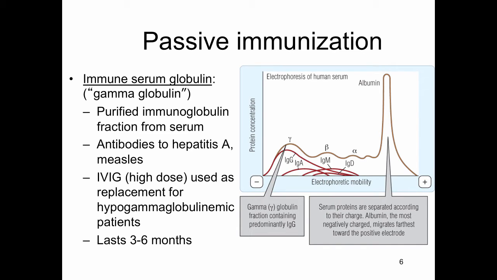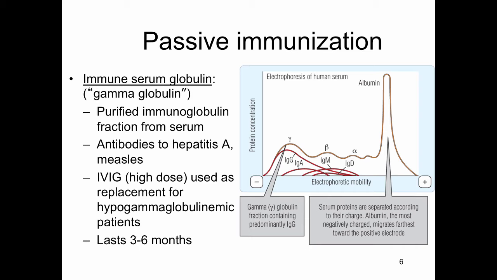So let's just first talk a little bit about the different types of passive immunization that are used clinically. So one of the jargony terms that we use to refer to immunoglobulin molecules is gamma globulin, and that's because antibody molecules or immunoglobulin molecules migrate at a particular electrophoretic mobility when it's run out in a gel, and it was described initially as the gamma complex of proteins that migrated in that spot. And that complex of proteins was a fraction that contained predominantly IgG.